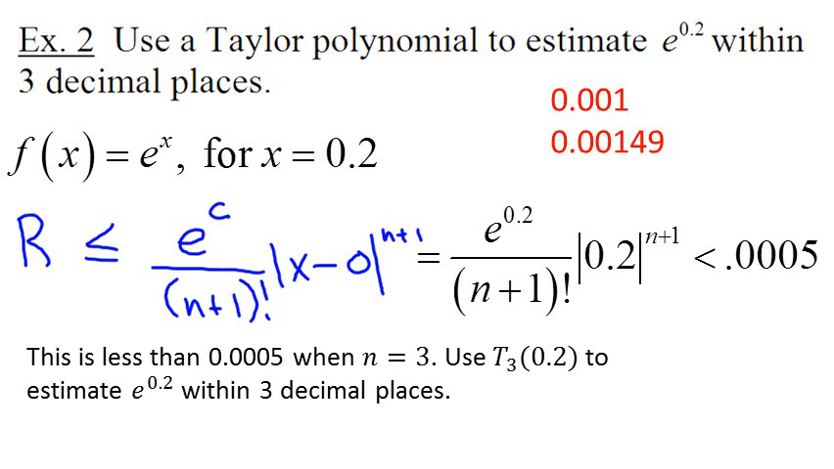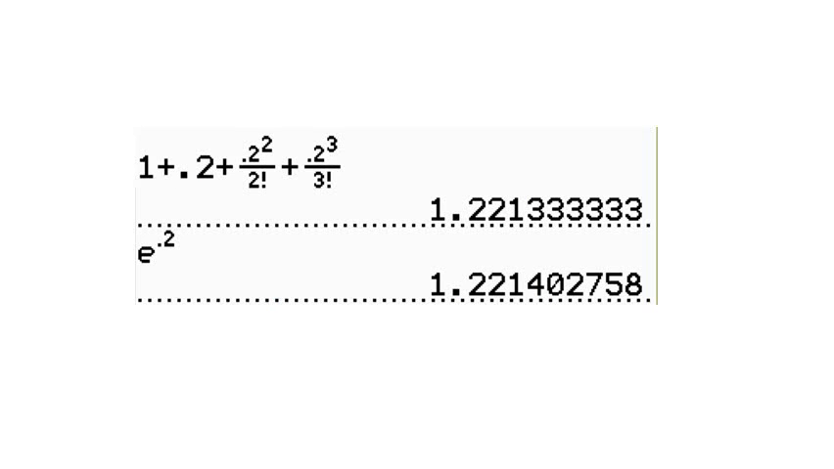I'll enter the expression e to the 0.2 over n plus 1 factorial times 0.2 to the n plus 1 power, and use a table on my calculator to determine the smallest value of n for which this expression is less than 0.0005. This happens when n equals 3, so I would use the third degree Taylor polynomial. The third degree Taylor polynomial for e to the x when x is 0.2 is shown at the top of the screen. Notice that to the third decimal place, this polynomial has the same value as e to the 0.2.